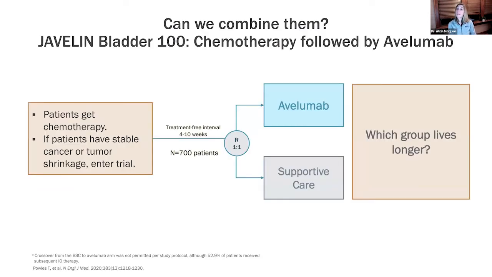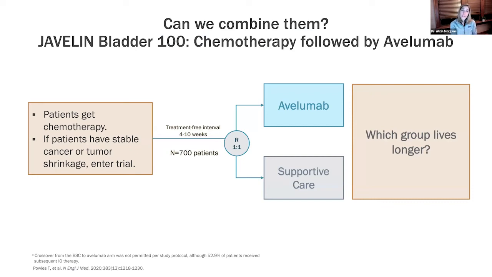What if we combine chemotherapy and immunotherapy? This is one of the big advances I wanted to tell you about tonight, because this study called the Javelin Bladder 100 trial came out in about the last year and a half, and I think was one of the most impressive treatments for metastatic urothelial or bladder cancer that we've had in a long time.